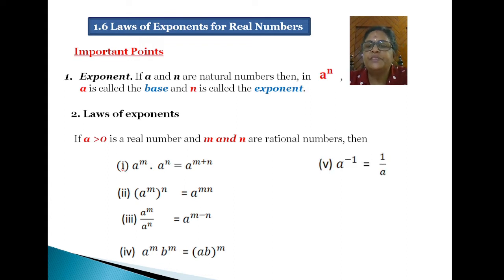So, fifth one, a raised to negative 1 is 1 by a. A raised to negative m is 1 by a raised to m. A raised to 1 is a. Now a raised to 0. Any number raised to 0 is equal to 1. 5 raised to 0 is 1. 10 raised to 0 is 1. 105 raised to 0 is 1.